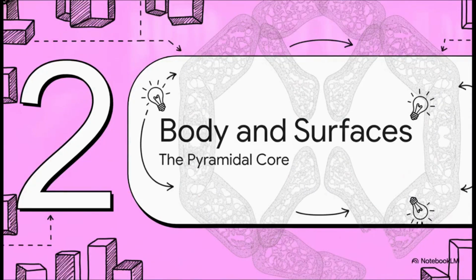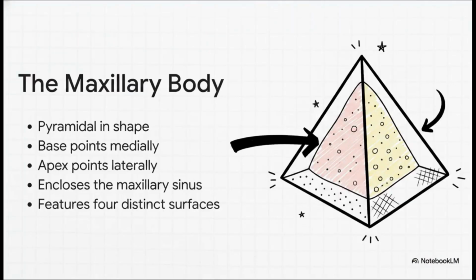Section 2. The body and surfaces. So let's treat this like we're exploring the main room of a building. The main body of the maxilla is essentially a hollow pyramid. The base of this pyramid is directed medially, forming the nasal surface, and the apex points laterally toward your cheekbone at the zygomatic process. But remember, it's not solid bone. It encloses this massive air-filled cavity called the maxillary sinus. And because it's pyramidal, it's got 4 distinct walls or surfaces we need to map out.